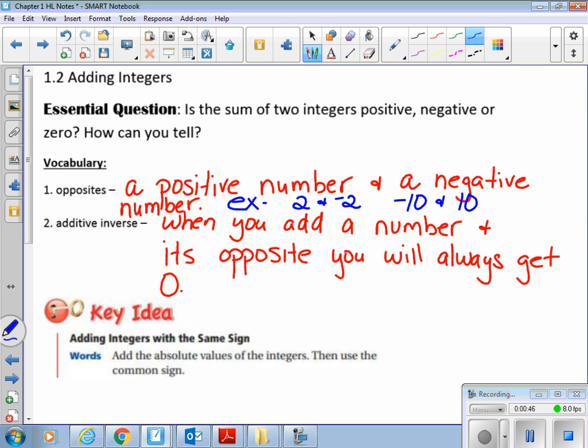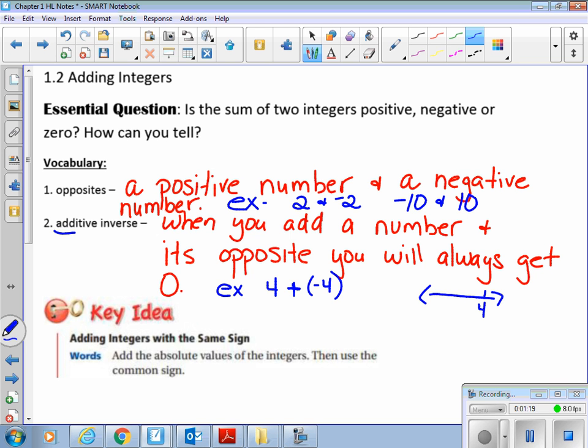When you add, notice you see the word add in the word additive, a number and its opposite, you will always get 0. So for example, if I did 4 plus negative 4, and I put parentheses around that so that my addition sign and my negative sign aren't right next to each other, 4 plus negative 4. Thinking about that on a number line, if I start at positive 4 and I'm adding a negative, when you add a negative, it's going to take you to the left.